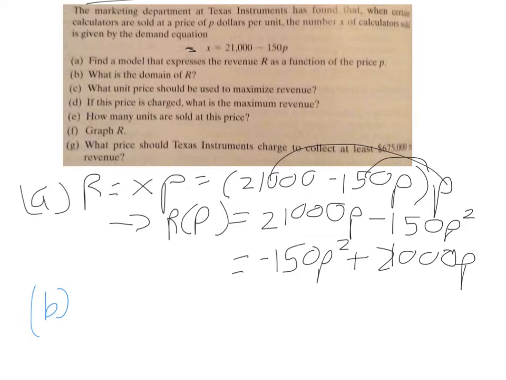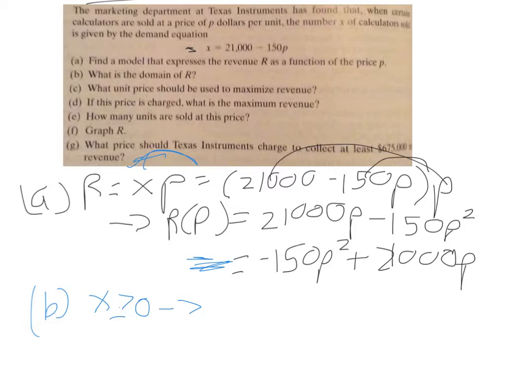Now for part B, normally since we have a quadratic we just write the domain as all real numbers. However, since our X represents the number of calculators sold, we can't sell a negative amount of calculators. So, our X must be greater than or equal to 0. But our function now is no longer in terms of X, it's now solely in terms of P.